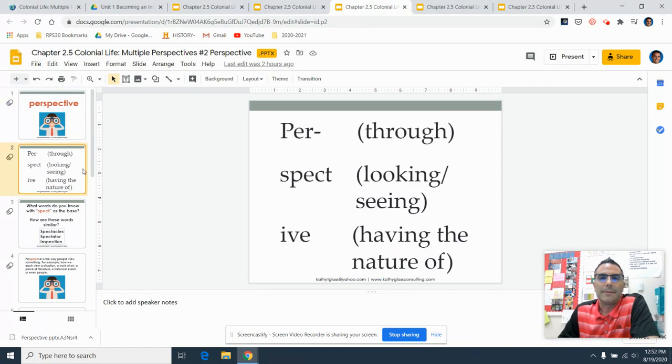So perspective, break down the word: per means through, spect means look or seeing, ive means having the nature of. Perspective. In my classroom, I try not to give my perspective on too much, but there's still people who put their perspective on things, and you always want to know where somebody's coming from, what's their perspective.